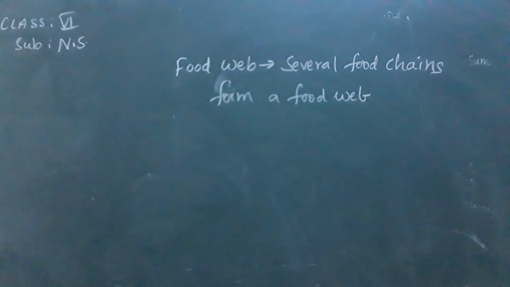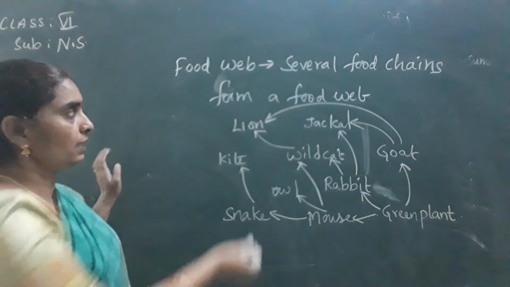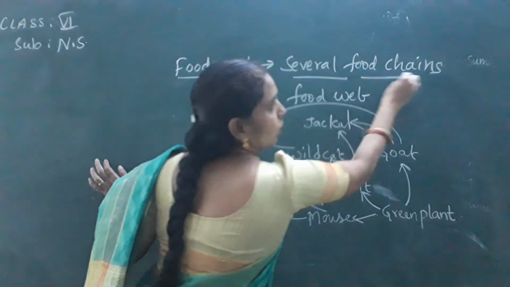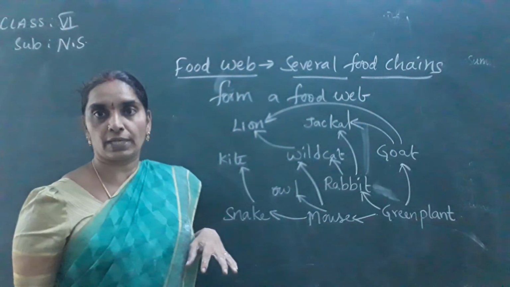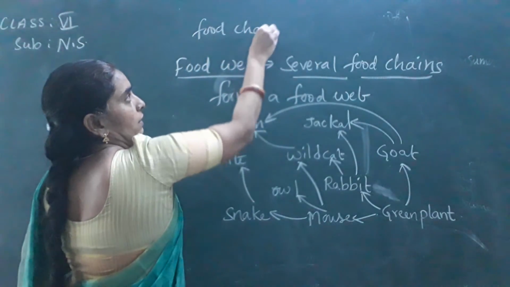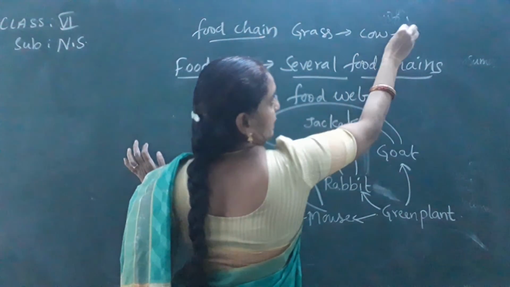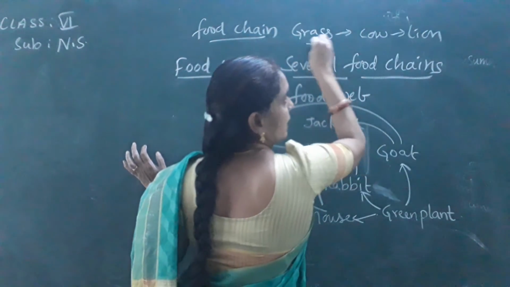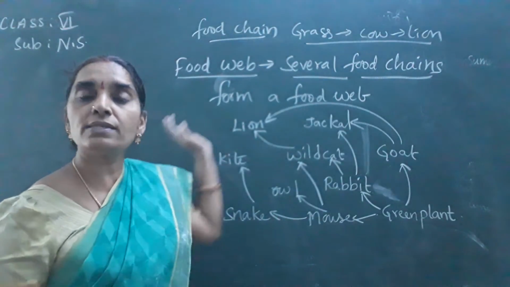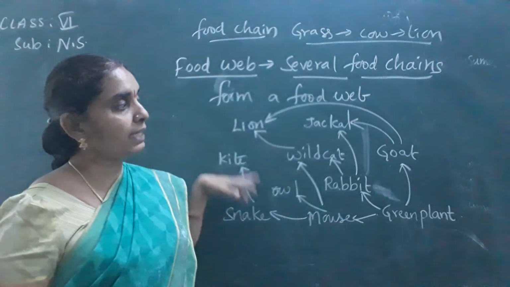You can see the example on the board, children. Now see the food web, children. So you cannot say that food chains will always be in a straight line. As you have seen in the food chain, grass is eaten by cow, cow is eaten by lion. So it is in a straight line. But we cannot say that the food chain will always be in a straight line. It forms several interconnections like this.